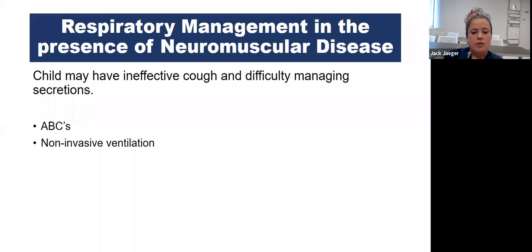Children may have a neuromuscular disease, for example, cerebral palsy, where they don't have an effective cough, or they have difficulty managing their secretions. So you may need to be clearing their airway frequently, laying them in a position where the secretions are able to drain from their mouth instead of possibly occluding their airway. Obviously, we always cover ABCs first, and we could provide non-invasive ventilation through CPAP, BiPAP, or high-flow cannula to help manage those.